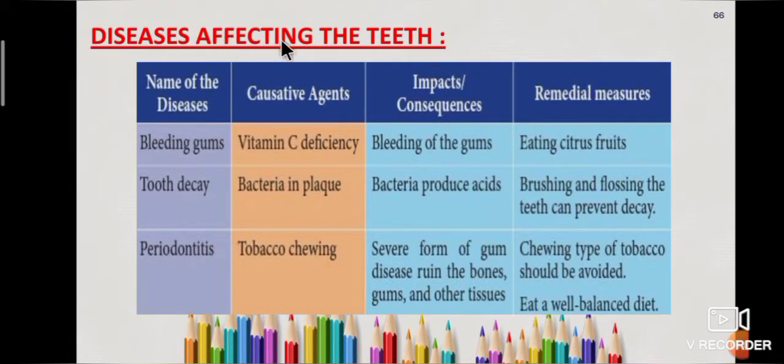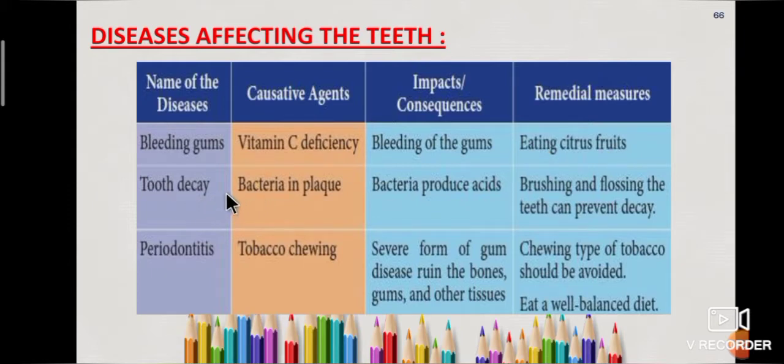Let's see diseases affecting the teeth. Name of the diseases: bleeding gums, tooth decay and periodontitis. Bleeding gums, causative agent is vitamin C deficiency. Impact is bleeding of the gums. Remedial measure is eating citrus fruits.